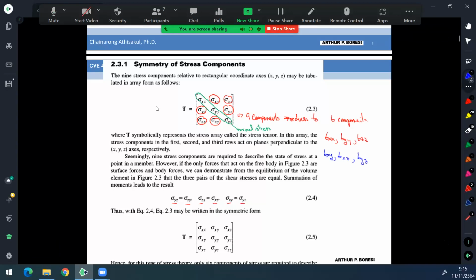Okay, then we call this group, which is the upper triangle of the stress tensor, or the lower triangle of the stress tensor, the shear components. Okay, shear stress.